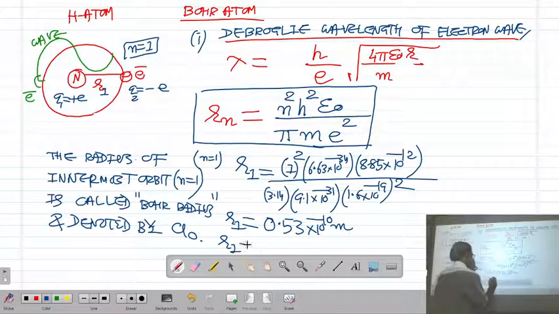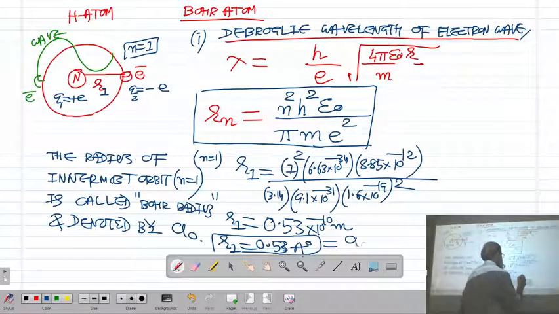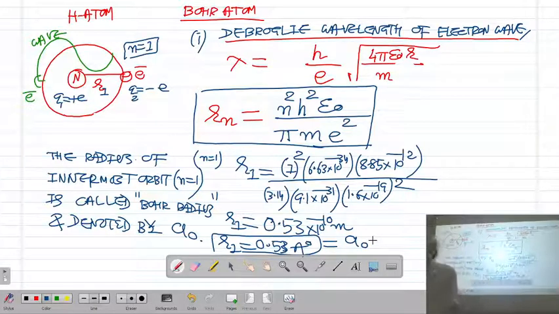Or 0.53 angstrom. So this is the radius of the innermost orbit of the electron around the hydrogen nucleus, and this radius is called A0. It is called A0, which is called the Bohr radius. So the radius of the smallest orbit, the ground state orbit, the innermost orbit of the electron around the hydrogen nucleus is 0.53 angstrom, and this is called the Bohr radius.